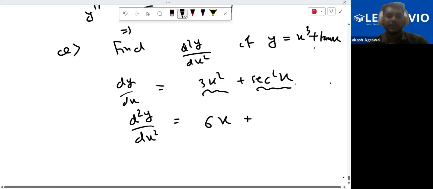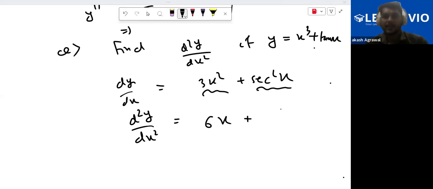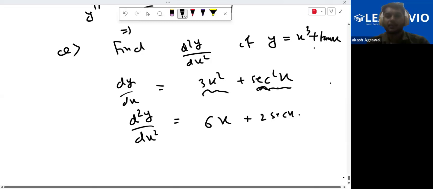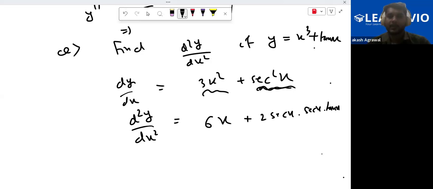Here, how to differentiate this function? You first take the square and then you put the normal sec x tan x. So x square differentiates to 2x, so 2 sec x, then differentiation of sec x is sec x into tan x. Chain rule. Okay, Rishita? Yes, sir. So this will be the answer.